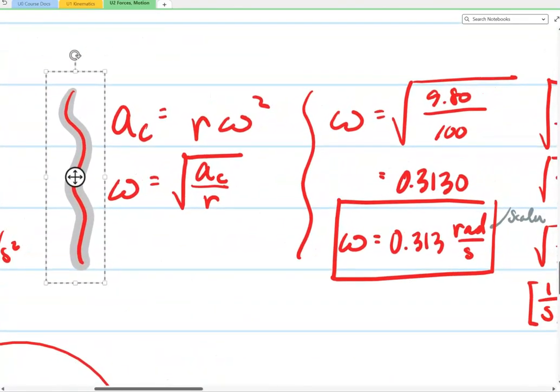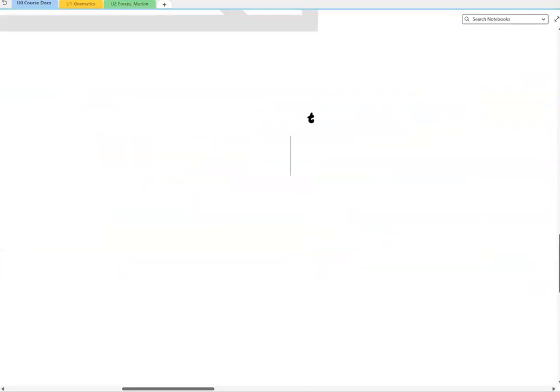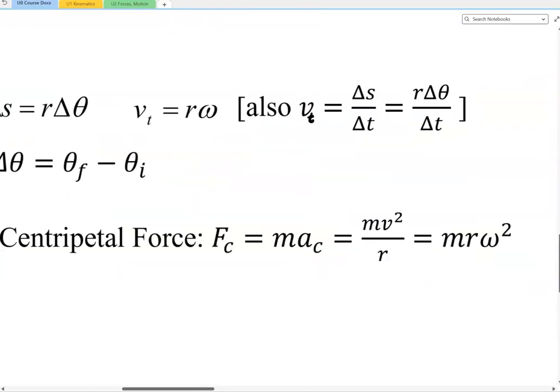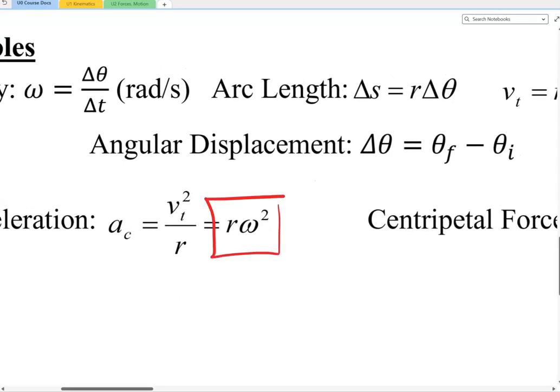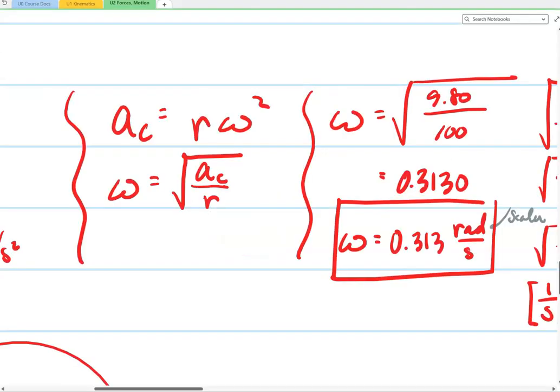With centripetal acceleration, again, from our formula sheet, we've got lots of options to choose from. I think the one that I would like to use is this guy here, because we know the radius and we're looking for the rotational velocity. So r times omega squared, if we want to isolate omega, we'll simply divide by r and then use the square root. Technically, there's a positive and negative sign here since the square root wasn't present initially.